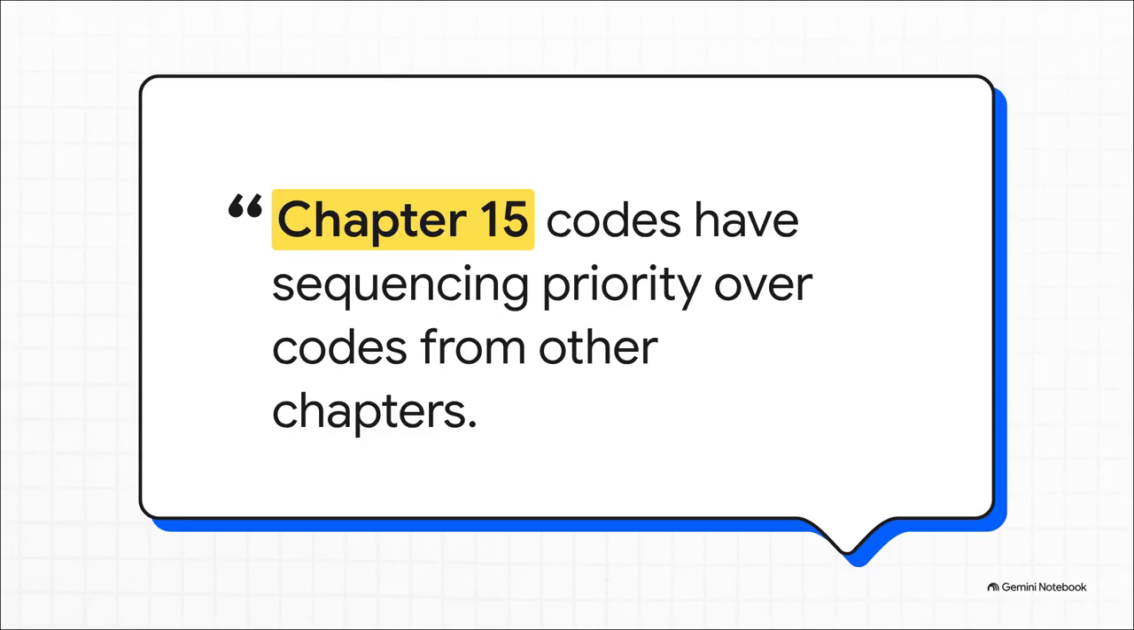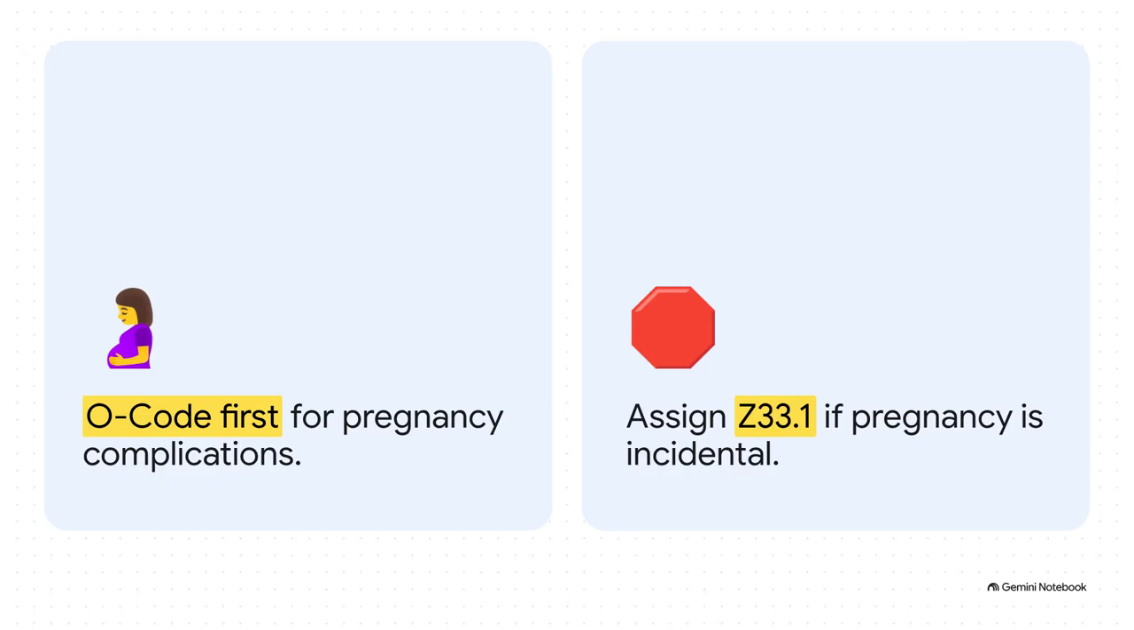Essentially, O codes always take precedence. You do not code the standard body system condition first. Instead, the obstetrics code comes first, acting like a giant umbrella to tell the payer that this condition is fundamentally affecting or being affected by the pregnancy. Now, the only exception to this golden rule is if the pregnancy is purely incidental. Unless the provider explicitly writes down that the pregnancy has absolutely zero bearing on the condition being treated, you've got to sequence that O code first.